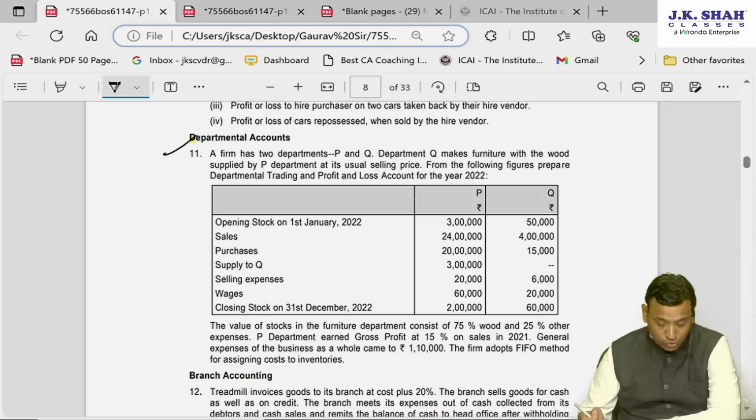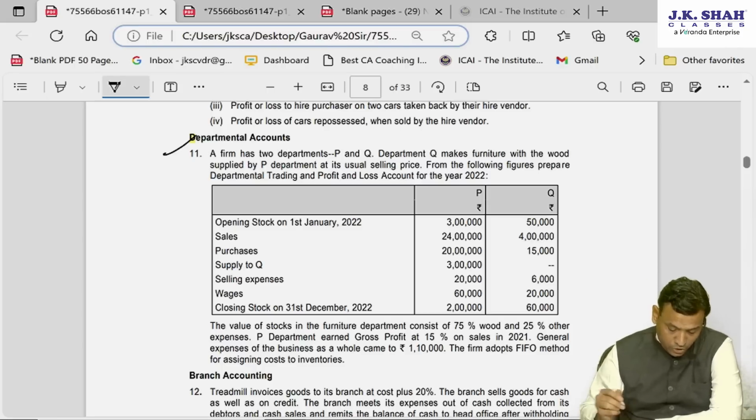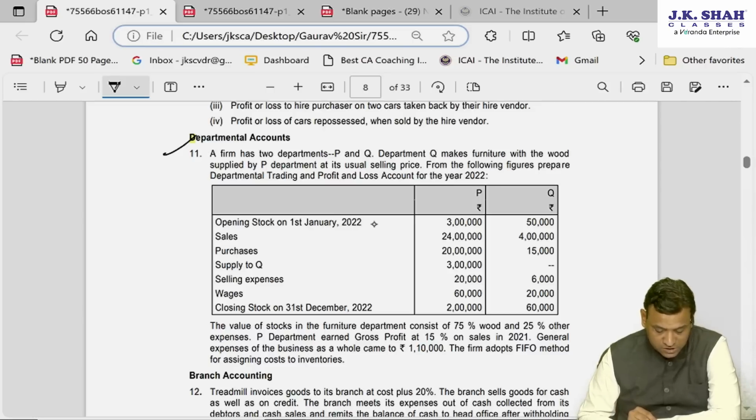A firm has 2 departments, P and Q. Department Q makes furniture with the wood supplied by P department at its usual selling price. From the following figures, prepare departmental trading and profit and loss account for the year 2022. P and Q, opening stock on 1st Jan 2022, 3,50,000. Sales, purchases, supply to Q, selling expenses, wages, closing stock.